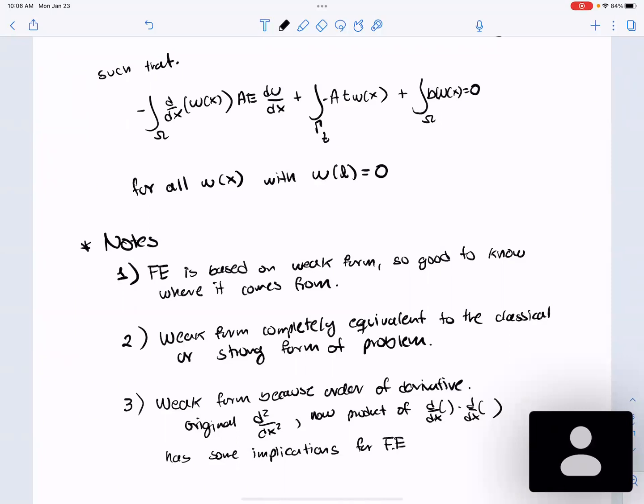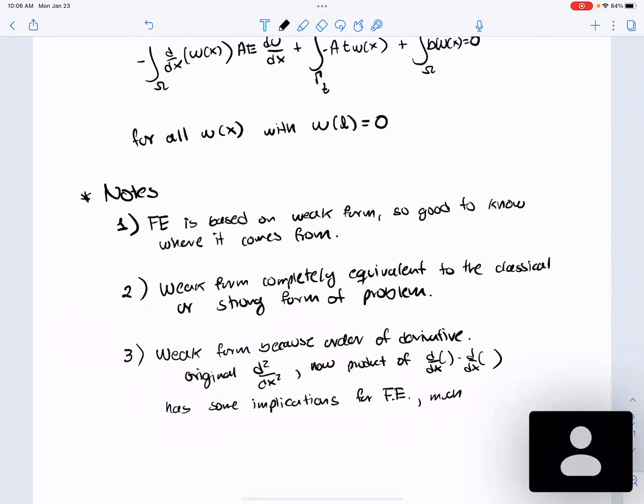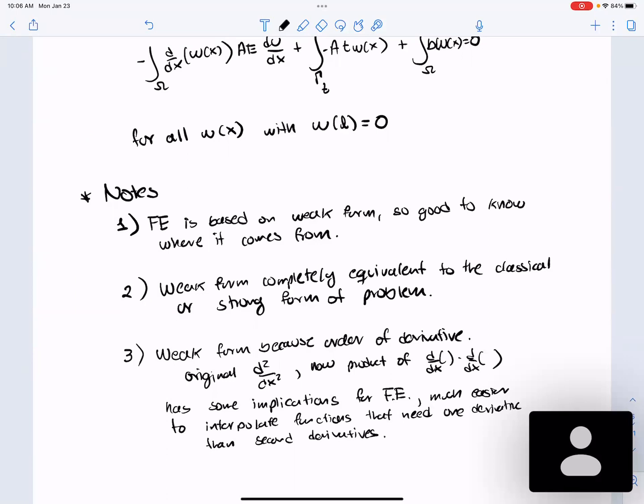This has some implications for FE because it's much easier to interpolate functions that need one derivative than second derivatives. All right, any questions?